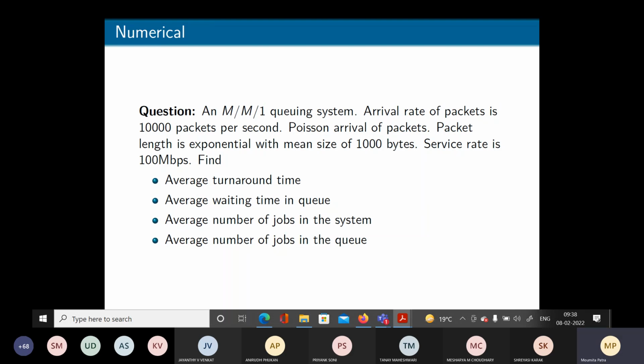Okay, so now can we find out what these values are? That is, average turnaround time, average waiting time, and average number of jobs in the system. Can we find this out? Let me put these values. Just a second.